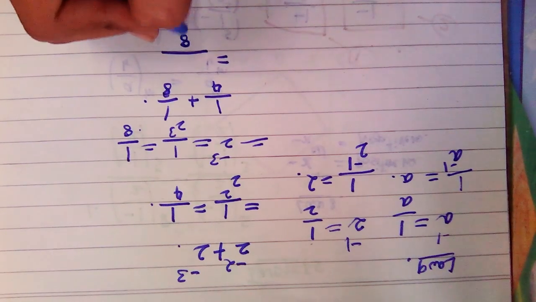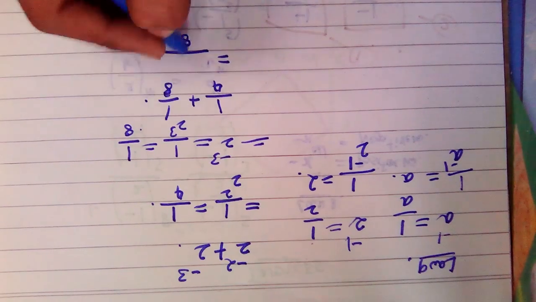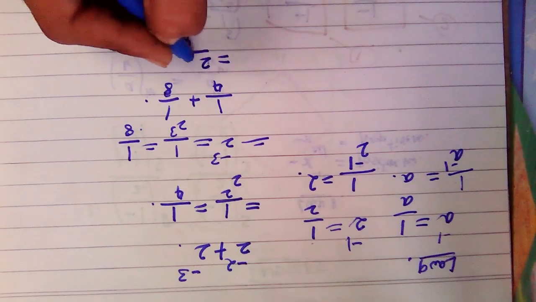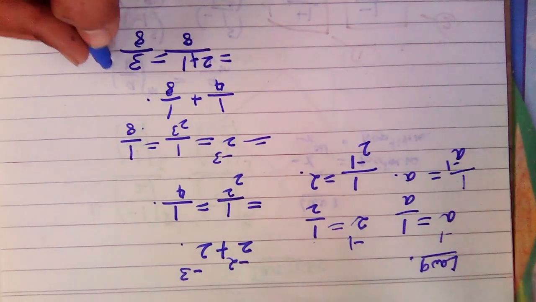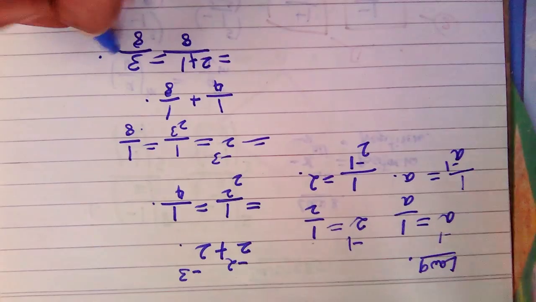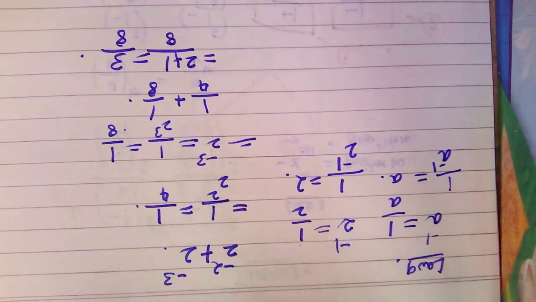LCM will be 8, and 2 plus 1 is 3 by 8. We are ended up here. We have got the answer. Hooray, we have got the answer, man.